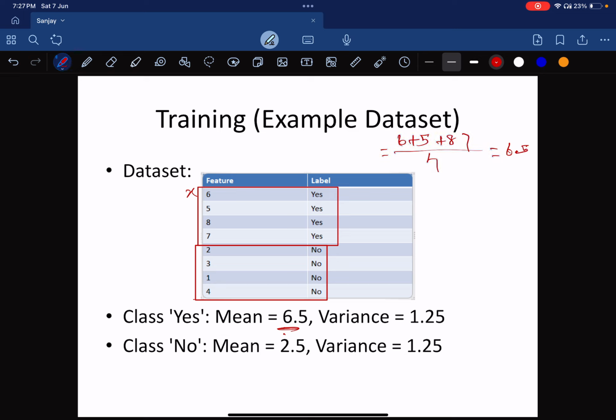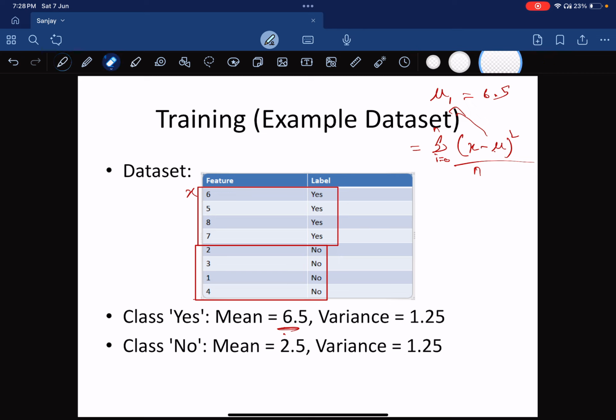Similarly, we do it for the variance. We found the mean of class 1 is 6.5. The variance formula looks like the summation from i equals 0 to n of (x minus mean) squared, divided by n. Here x is each value, and this is the mean we found. Based on this, it will find the variance. For these cases, let me rewrite this.